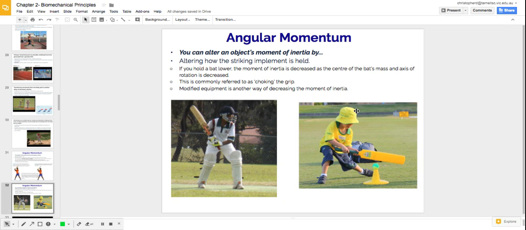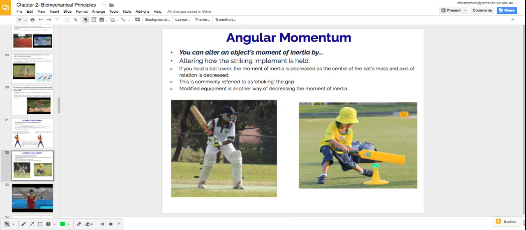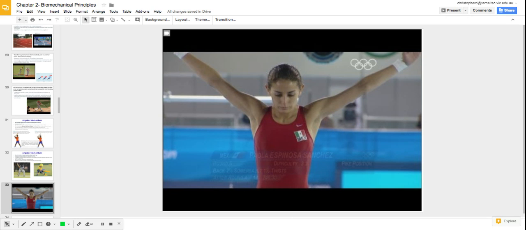All right. So you should see that in younger kids. If they're using something that is too big for them, they have to hold it further down to be able to control it. So that will decrease the moment of inertia. You can also see this when you watch this video of a diver. So they will decrease the moment of inertia by tucking their body in. There'll be a greater moment of inertia if they're obviously further out when they're completing, so they're not in a tuck position.